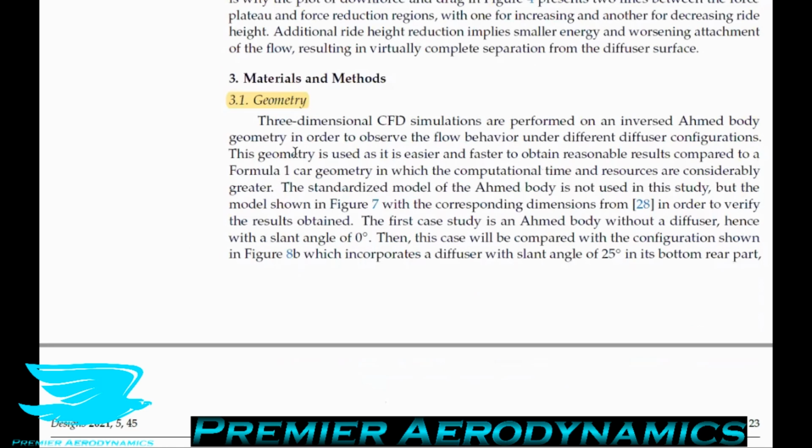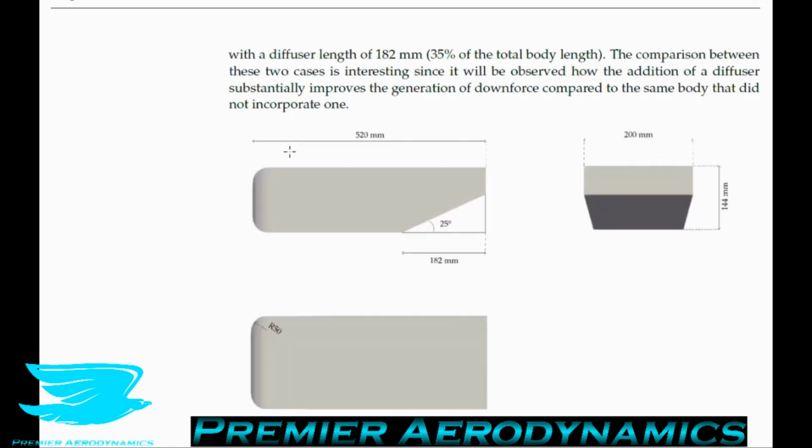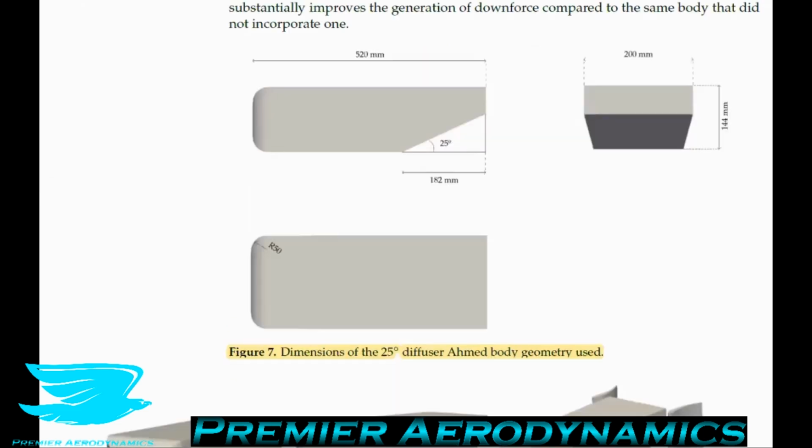So let's move on to what they're studying now, so their geometry. So in this paper, they're going to look at some CFD, and they have 3 different general types of armored bodies. Figure 7 shows the dimensions of the armored body with a 25-degree diffuser. So 3-dimensional CFD simulations are performed on an inverse armored body in order to observe the flow behavior under different diffuser configurations.